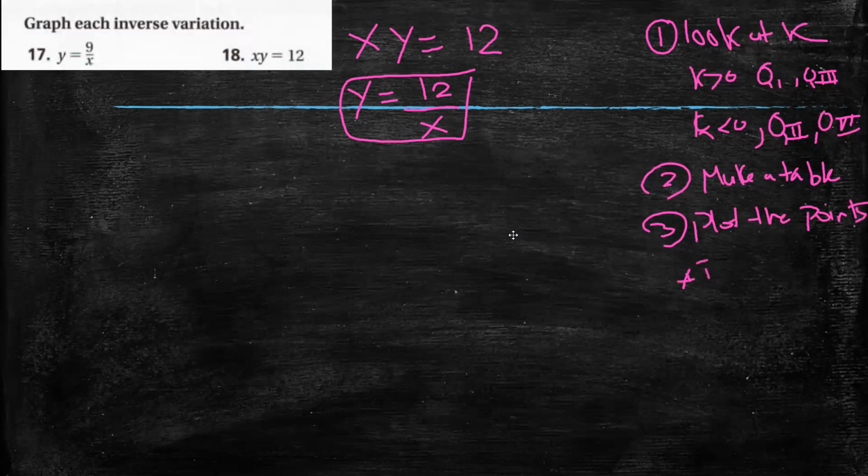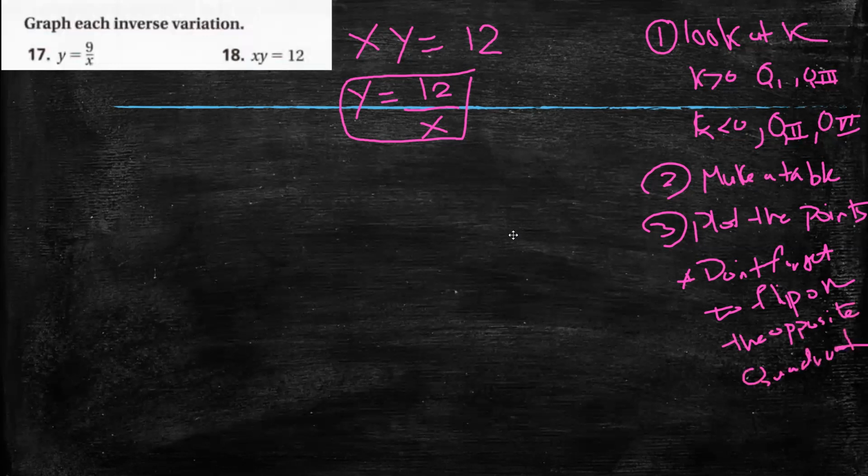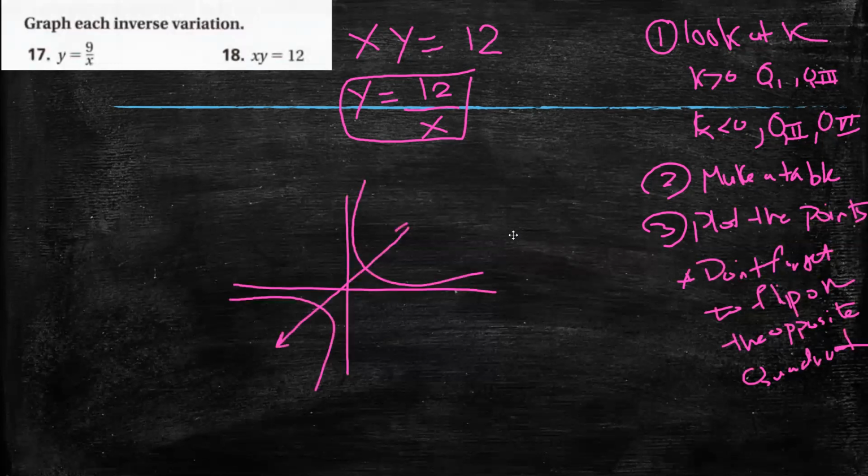And don't forget here to flip it or make its mirror on the opposite quadrant. I mean, if you draw it on the first, make it in the opposite. Where's the opposite? It is here. And if you draw it on the second, flip it in its opposite. Where is it? On quadrant 4. These are the steps of graphing an inverse variation.